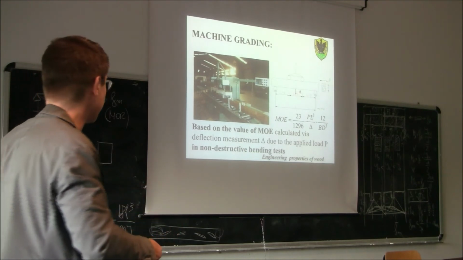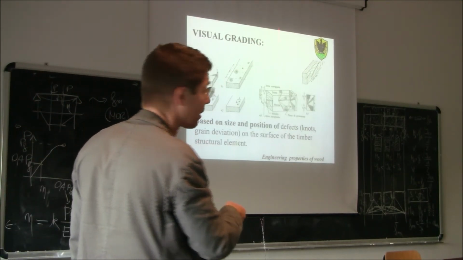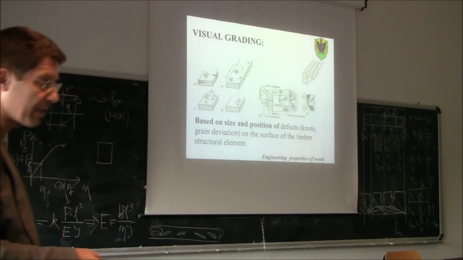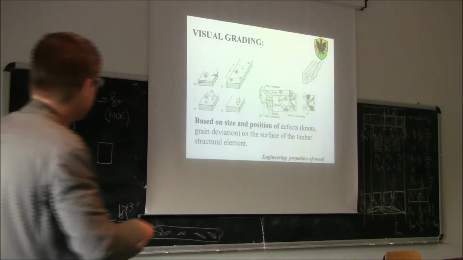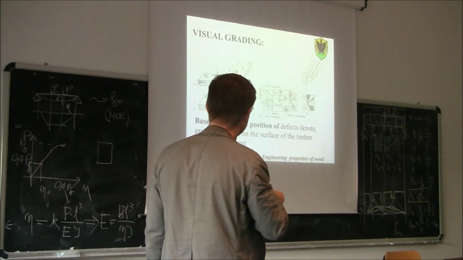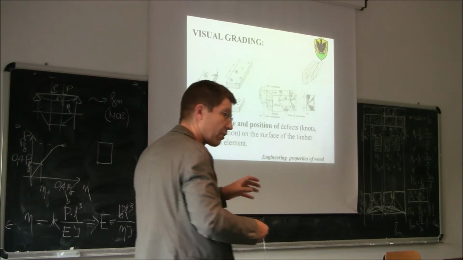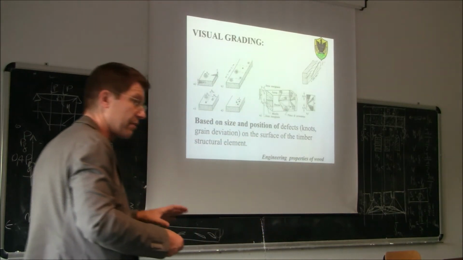Why is it important to scan the surface? Because, you see, there are some rules also for visual grading. What does it mean, visual grading? It means that by measuring the location and the diameter of the knots, we can get some good correlation with the strength of the wood.